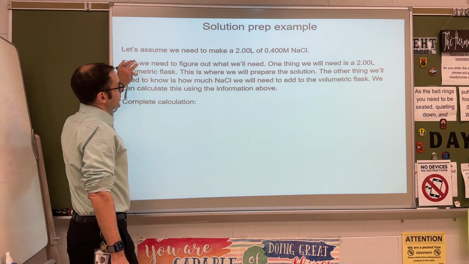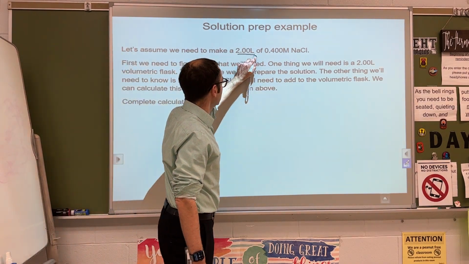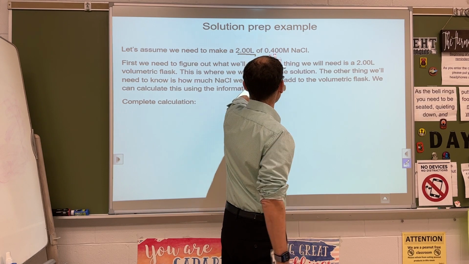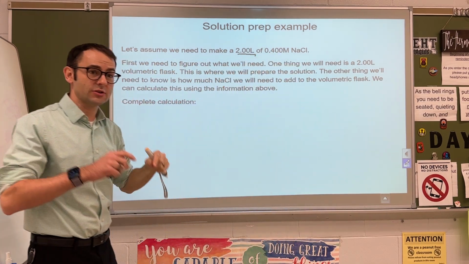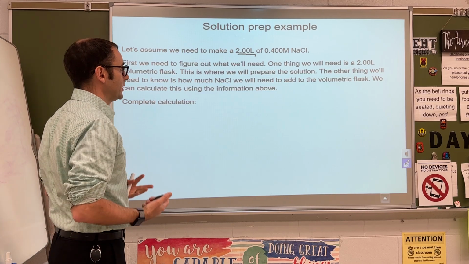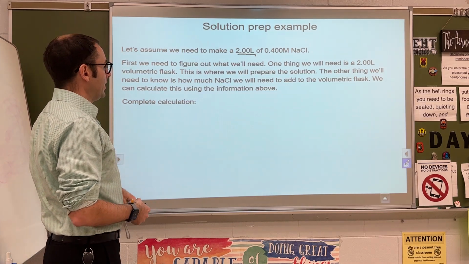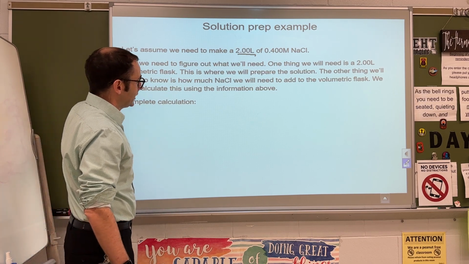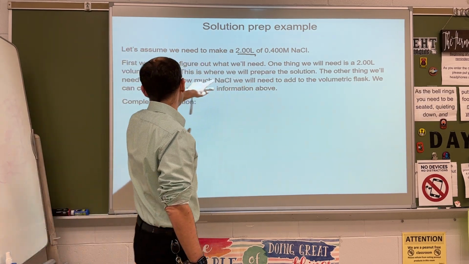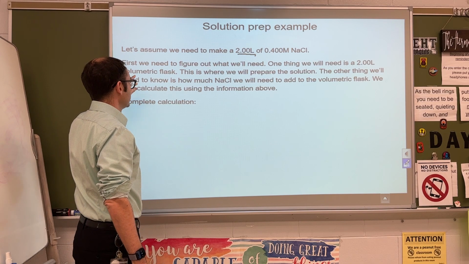All right, let's assume that we need to make a 2-liter solution of 0.4 molar sodium chloride. All right, so this is our example problem. This is what we'd be making. And the way that we do this is we need to figure out what we'll need. So one thing we'll need is a 2-liter volumetric flask.